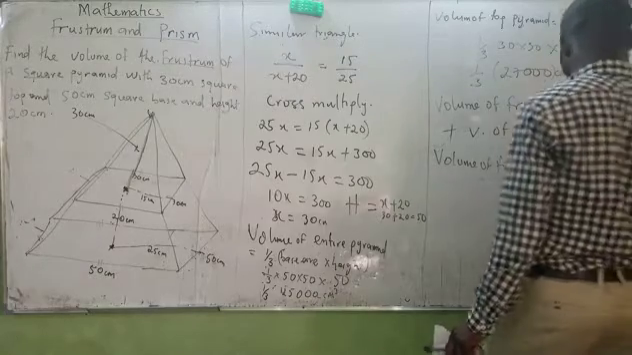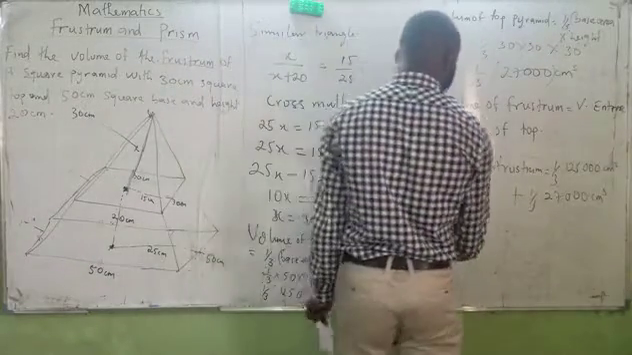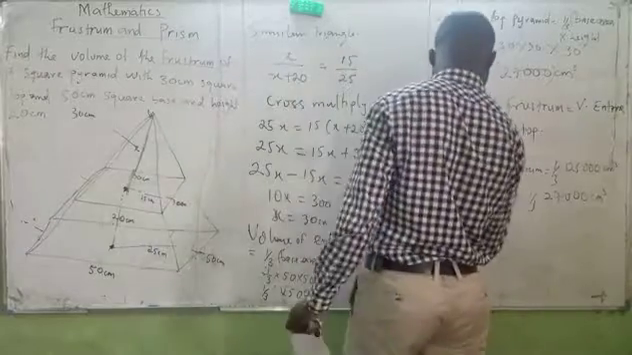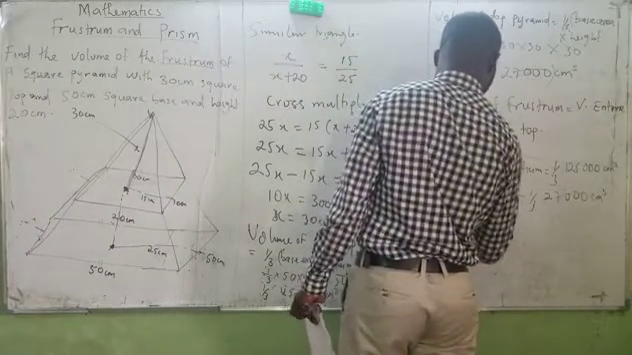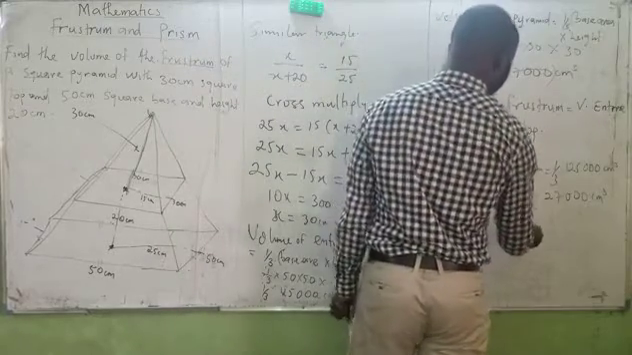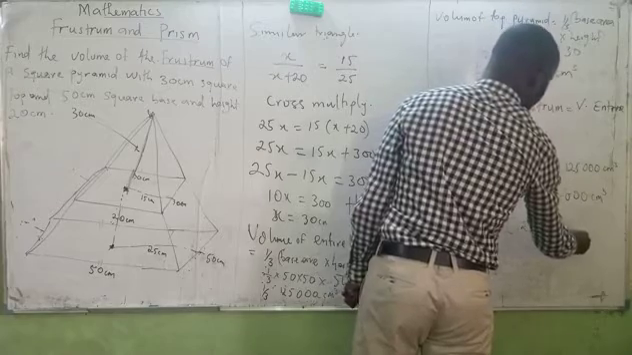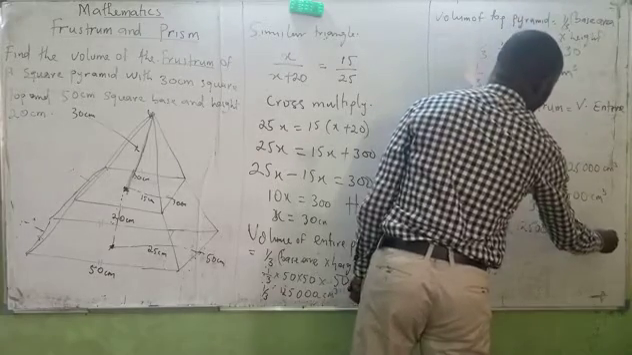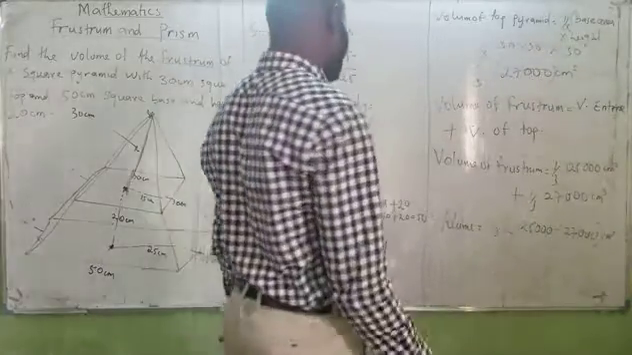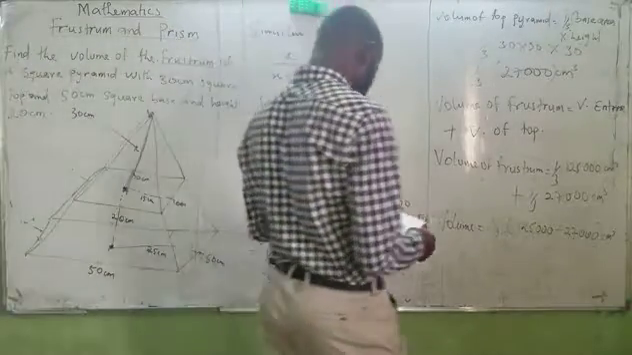Centimeter cube. Please, the unit is as important as anything. Make sure you put the unit of the volume. The volume will be equal to 1/3 of 125,000 plus 27,000 centimeter cube.